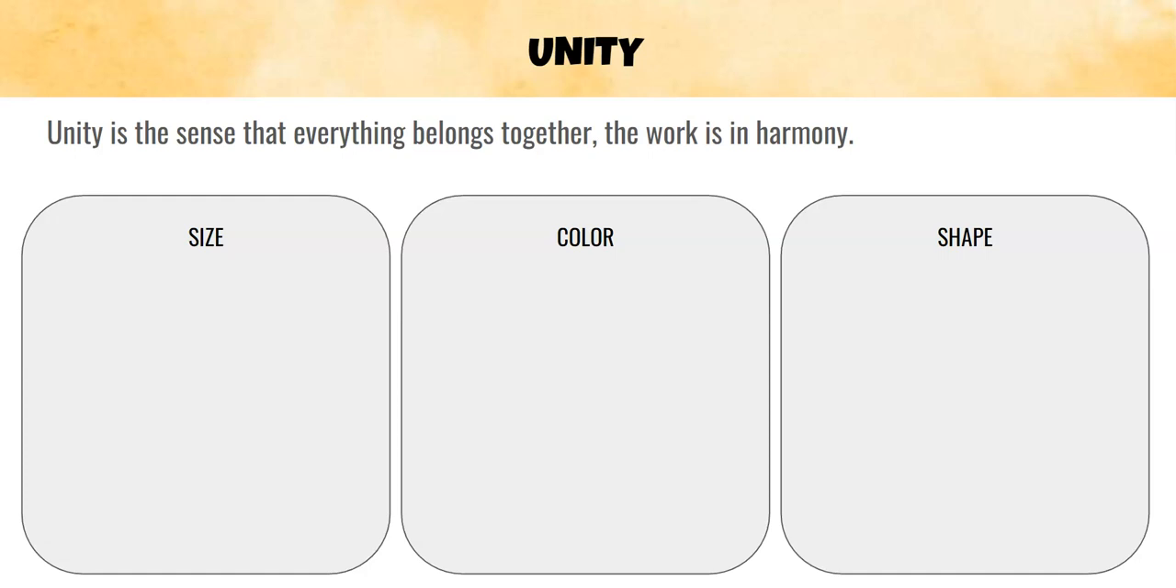Now you're going to need to cut out all of the pieces. However, you can kind of cut them out in chunks, so I'm going to show you where they go before we cut them out, and then you can cut them out for yourself. So Unity is the sense that everything goes together, everything is in harmony, everything is the same or similar.